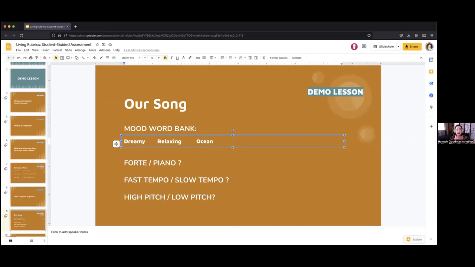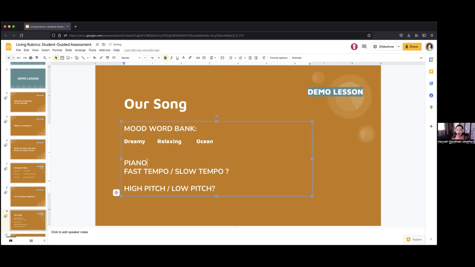So let's think about this. A song that's dreamy and relaxing and about the ocean. Should that sound forte or piano? I'm seeing some hands for piano. I'm scrolling through. I'm seeing piano. I'm seeing a lot of agreement on piano. So I'm going to remove the word forte here. We're going to go with piano.